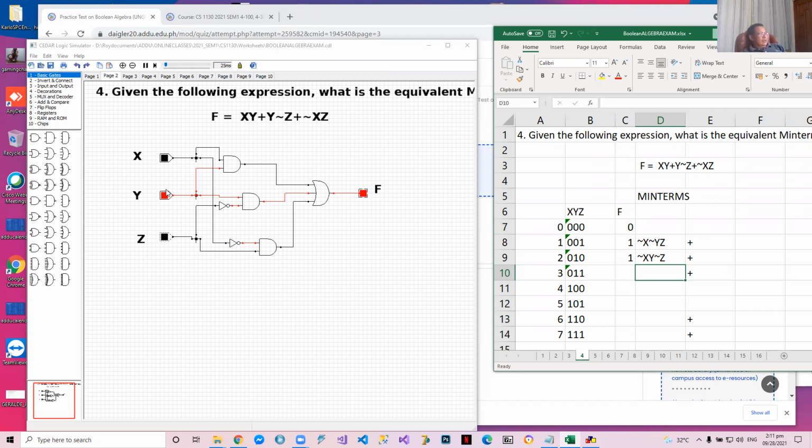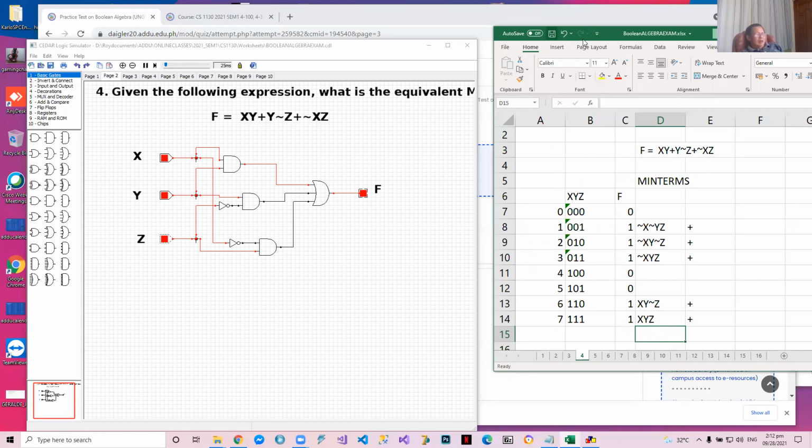0, 1, 1. So this is a red one. Therefore, this is a 1. So this is a min term. So we'll have this as not of X, Y, Z. Then 1, 0, 0. So this is now a blank, so we'll just mark this as 0 and skip. Then we proceed to the next, 1, 0, 1. It's still a blank. So we'll proceed to the next, 1, 1, 0. It's a red, so therefore this is a min term. So we'll have X, Y, not of Z. You follow? And finally, we will have 1, 1, 1. So this is another min term, the last min term, X, Y, Z.